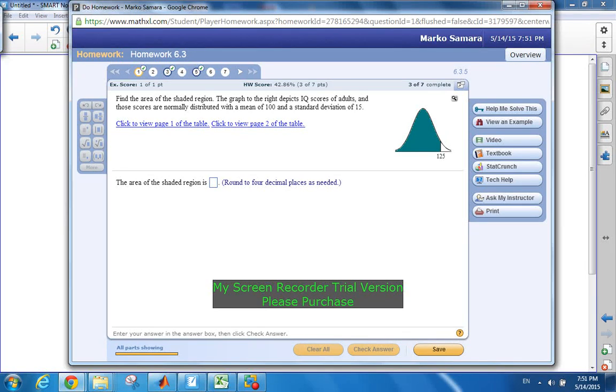Okay, section 6.3. Let's do some homework, but before that, just a little bit of theory. This is about applications of a normal distribution.